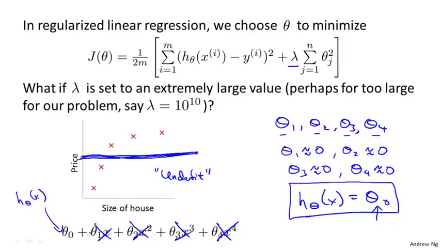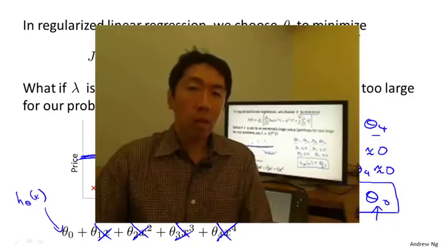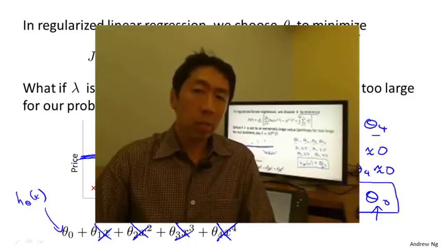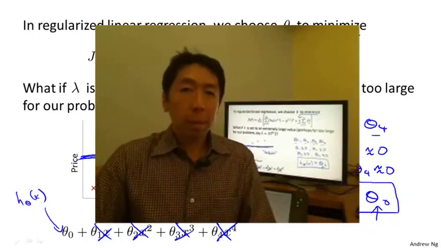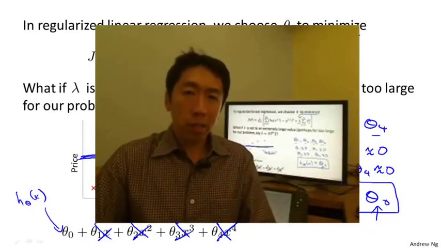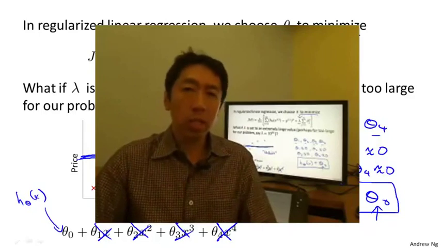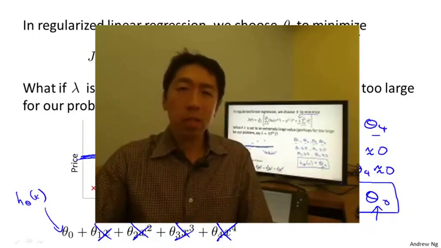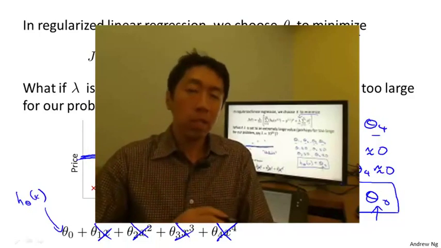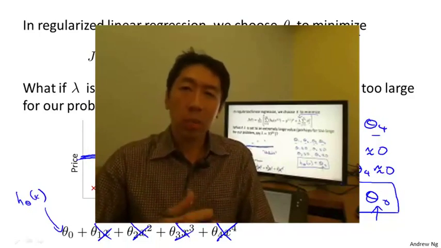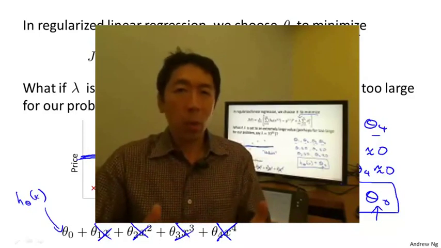So for regularization to work well, some care should be taken to choose a good value for the regularization parameter lambda as well. When we talk about model selection later in this course, we'll talk about a variety of ways for automatically choosing the regularization parameter lambda. So that's the idea behind regularization and the cost function we'll use in order to use regularization. In the next two videos, let's take these ideas and apply them to linear regression and to logistic regression so that we can then get them to avoid overfitting problems.